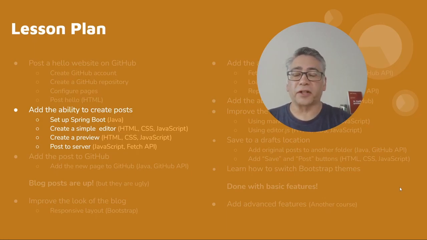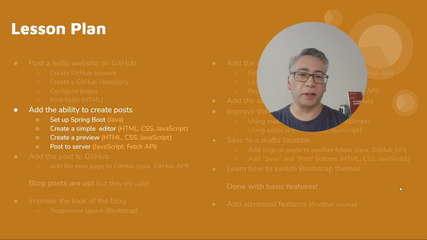Okay, in this section of the lesson plan, we're going to add the ability to create posts. And the way we're going to do that is we're going to create an application server that's running locally on our machine. So I've got a laptop here, so it's going to be running on my laptop. And when I create the posts, it's going to go to GitHub from here.